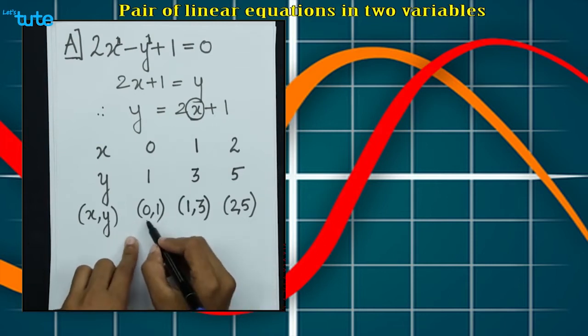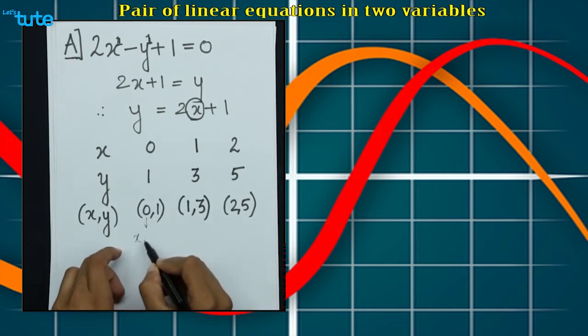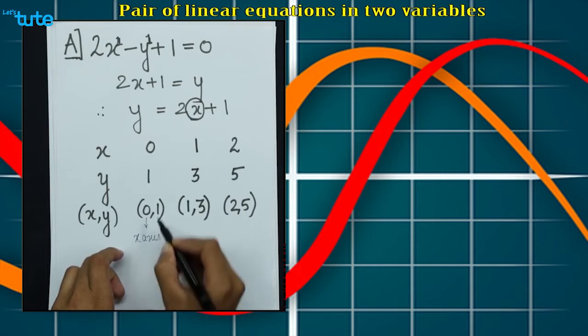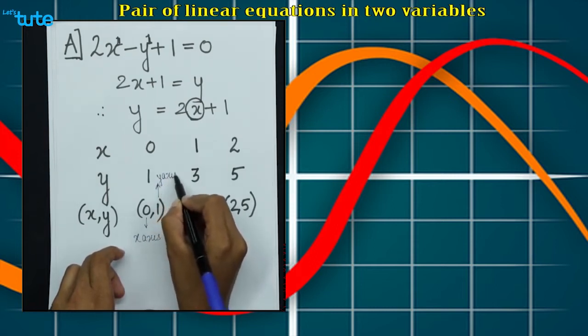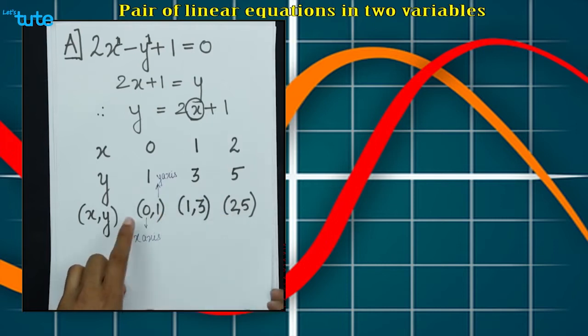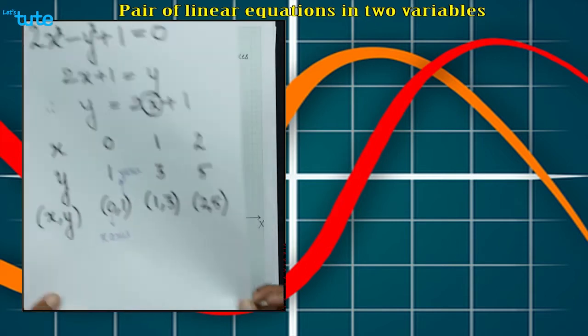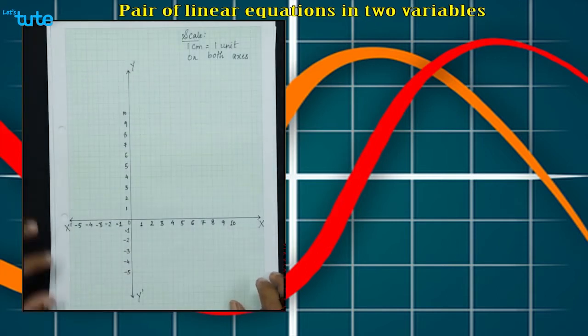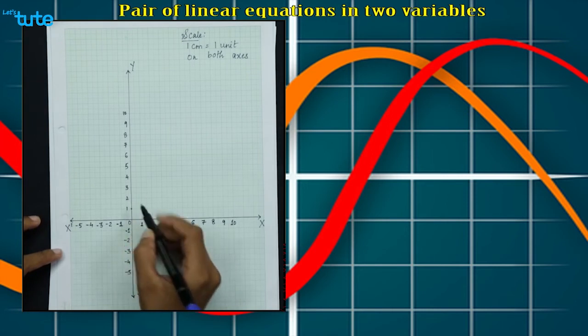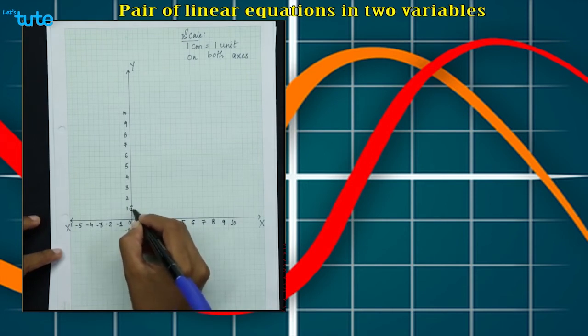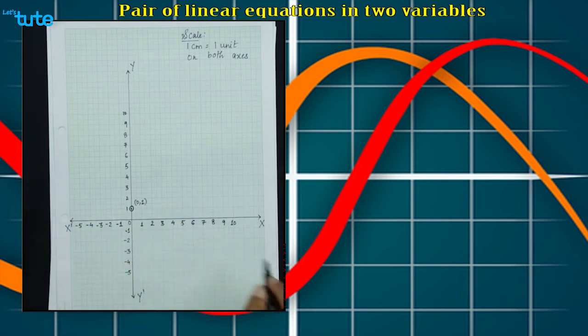We look for 0 on the x-axis and 1 on the y-axis. This is our first required point. We call it 0, 1.